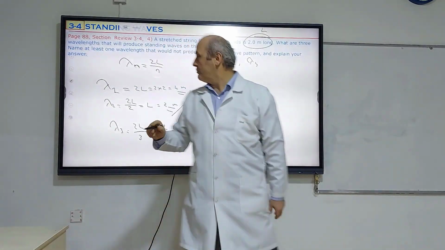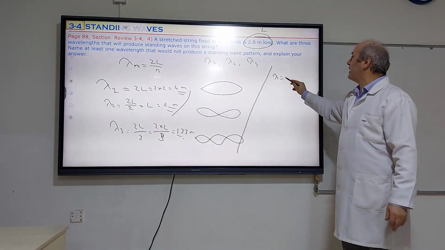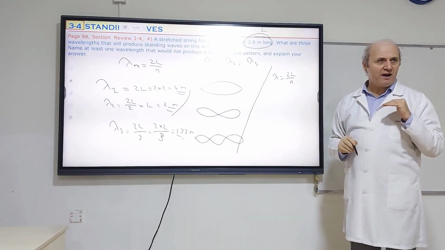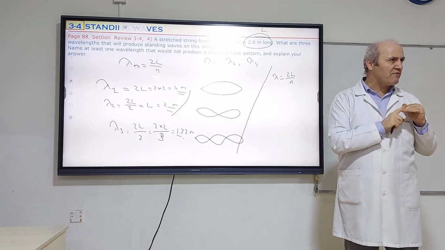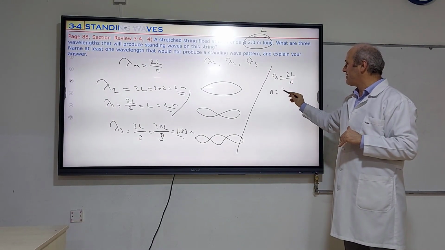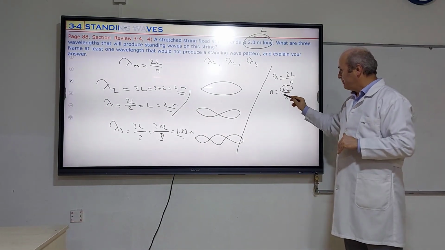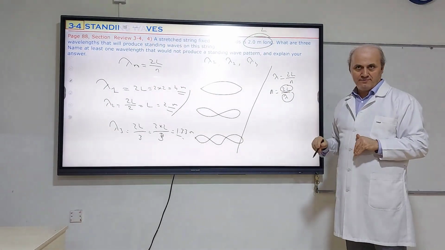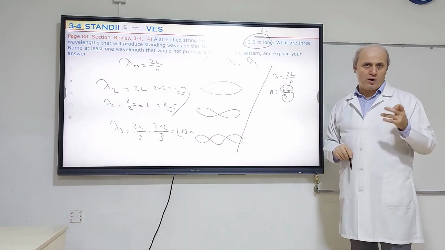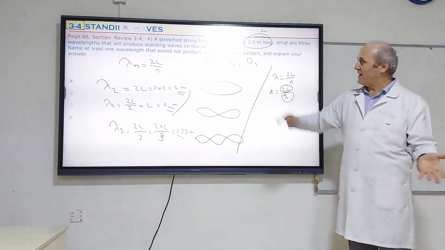One more thing, in the test you can use this. Lambda is equal to 2L over n, correct? In the multiple choices you can find if a wavelength can produce a standing wave or not by writing n is equal to 2L over lambda. If this division is an integer, that wavelength produces a standing wave. Integer, like 1, 2, 3, 4, 5, 6. We did this in some questions. And they are going to give you choices.